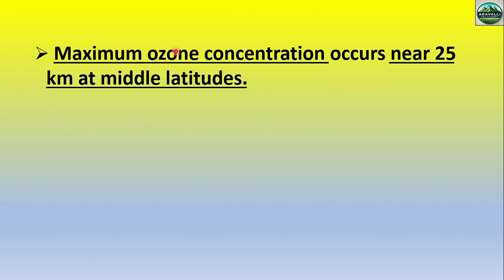The maximum ozone concentration occurs near 25 kilometers at the middle latitude. This is the condition of the middle latitude. At the middle latitude it means between 30 to 60 degrees latitude, north or south. So in the middle latitude, near 25 kilometers, ozone concentration is the maximum.